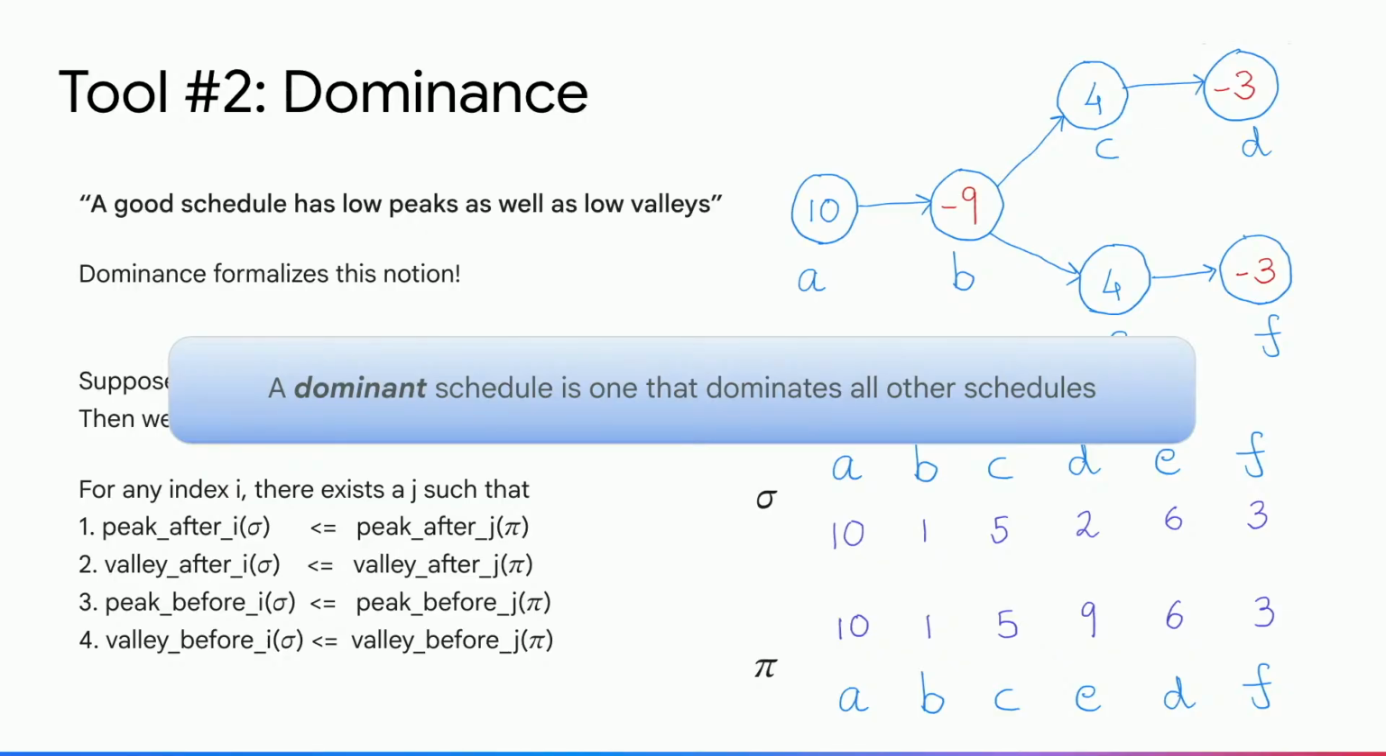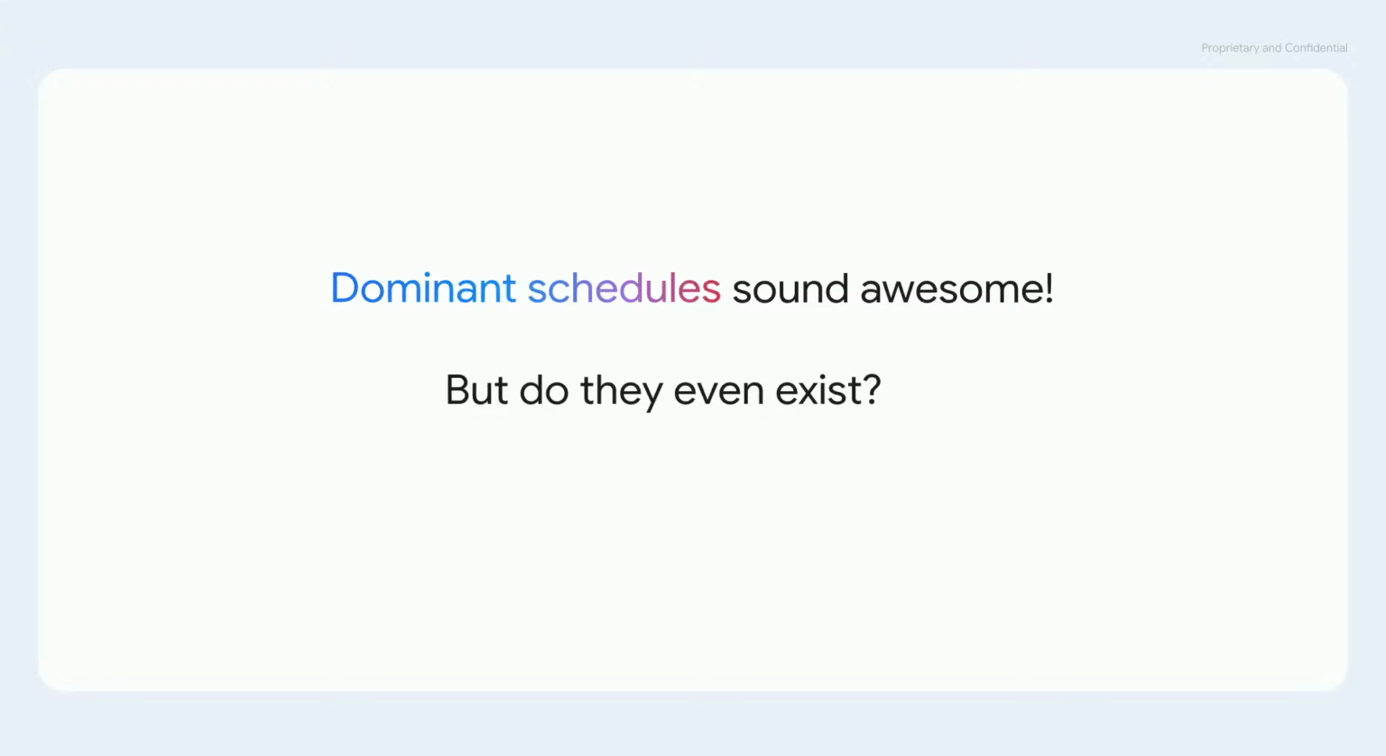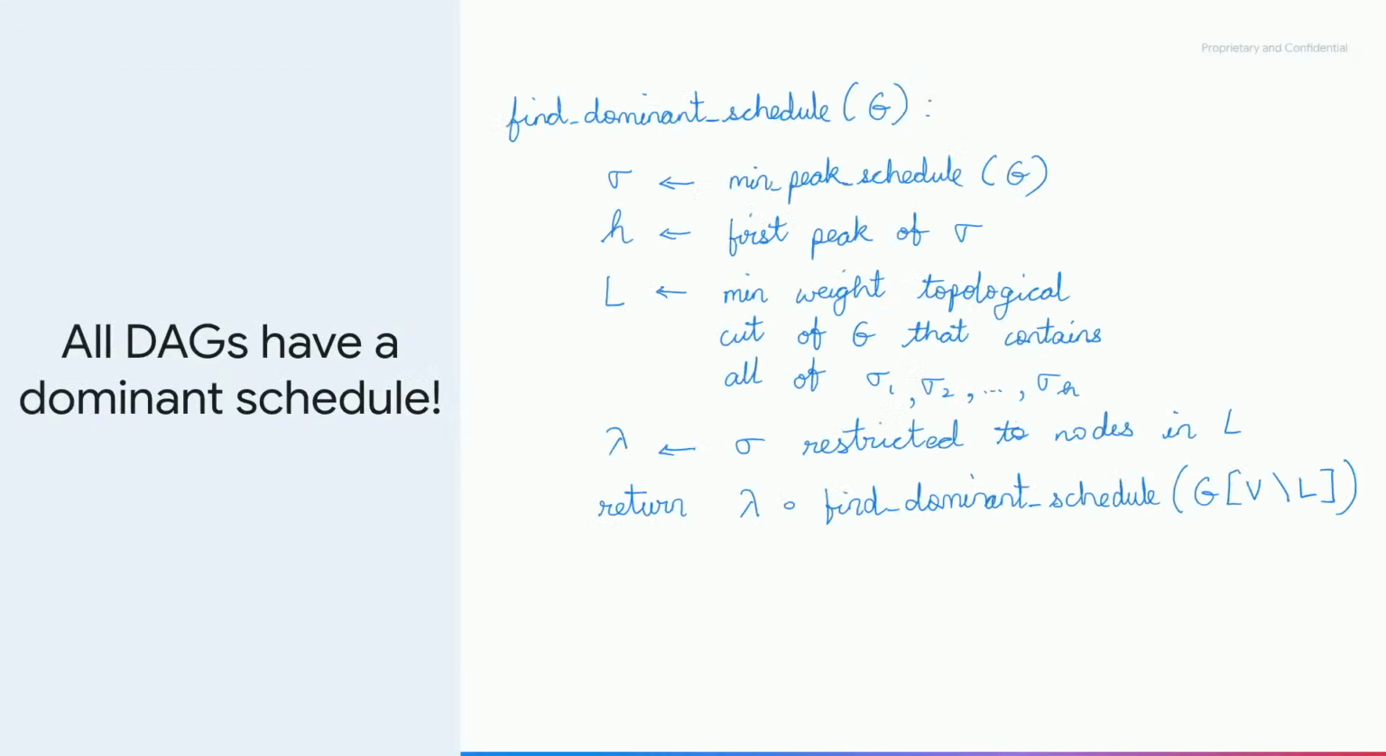Okay, great. So that's what dominance means. This sounds good. This looks like the right thing to do. You want low peaks, low valleys everywhere. But do they even exist? Do they exist for all graphs? Do they exist maybe for special node sum graphs that come from these pebbling reductions? We weren't sure how this goes. But the answer is yes.